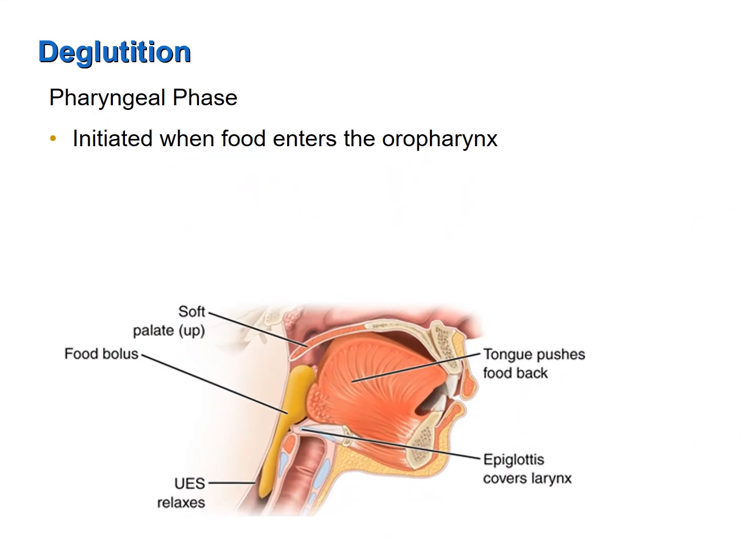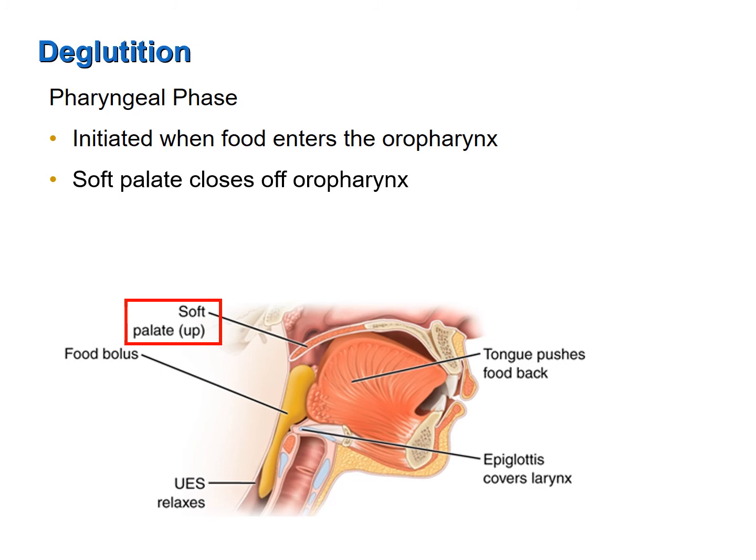The next phase of deglutition is completely involuntary and is initiated when food enters the oropharynx. In the pharyngeal phase, the soft palate, including the uvula, moves back and upwards, sealing off any possible entry of the bolus into the nasopharynx. The epiglottis, a spoon-shaped structure composed of cartilage, covers the larynx, preventing any food from entering the larynx or trachea. This prevents choking, but it also temporarily stops breathing.